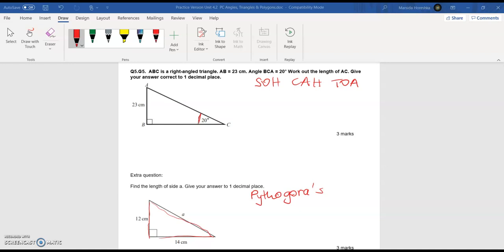Now, looking at the question, we've got AB is equal to 23 centimeters. Angle BCA, which is this one, so BCA, so that's 20 degrees. Work out the length of AC. Give your answer correct to one decimal place. It is this length here that we're after. Now, the first thing that we should do is to label the lengths. We know that this longer side is the hypotenuse, so that will be the H.